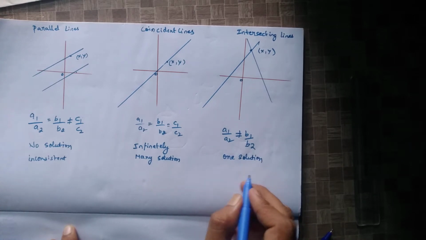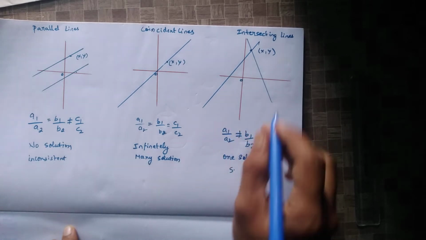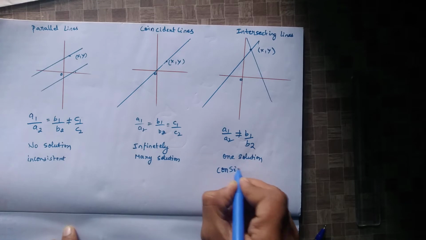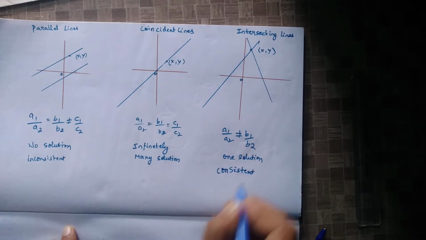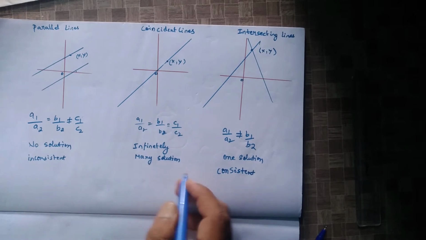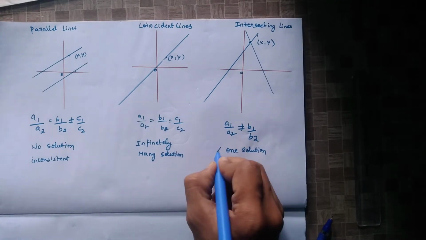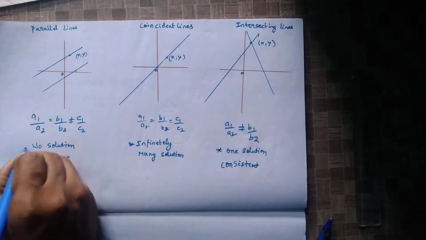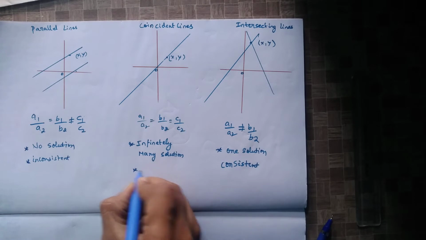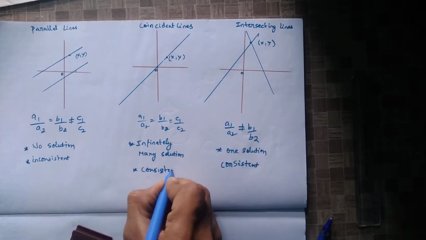And the system is consistent. Here the system is consistent. Here also the system is consistent and dependent. Here the system is inconsistent. Here the system is consistent and dependent and forms many solutions.